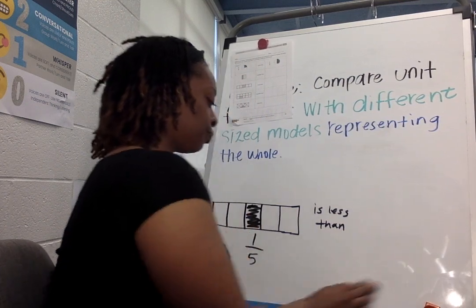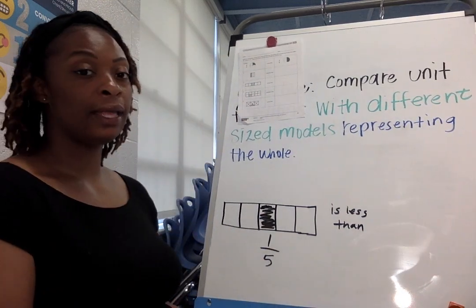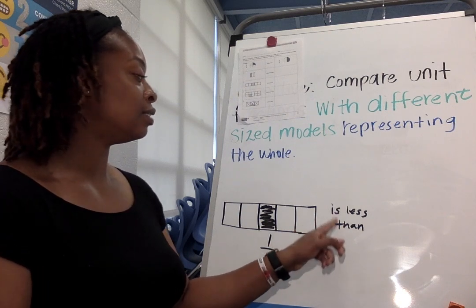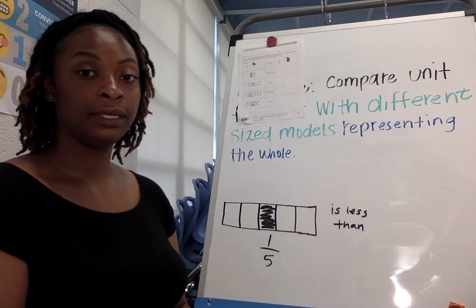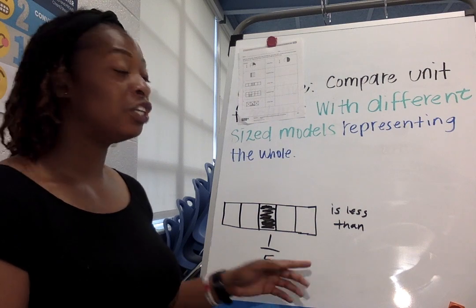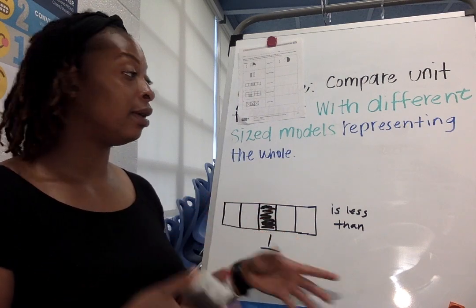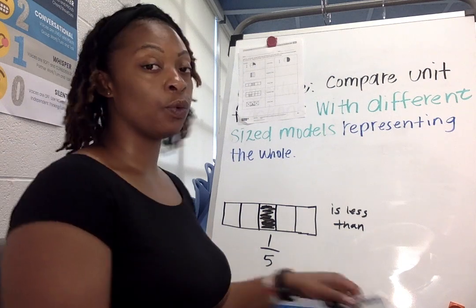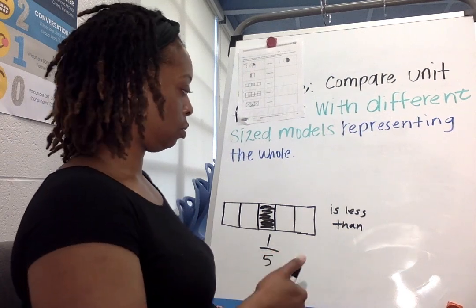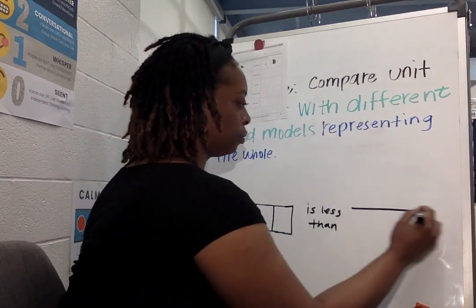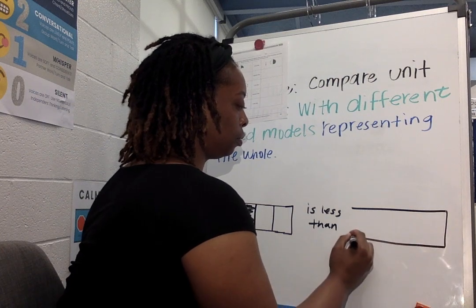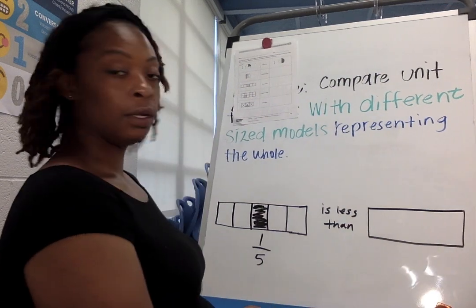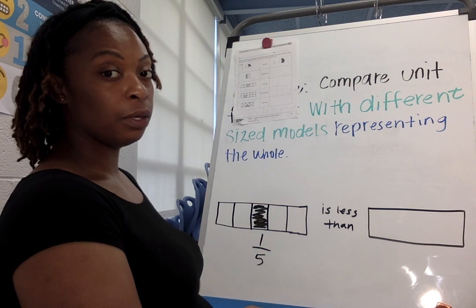So we need something that 1/5 is less than. That means our fraction here should be bigger than what we have here. It should be bigger than 1/5. So let's draw our rectangle. It needs to be bigger. What fraction can we use?